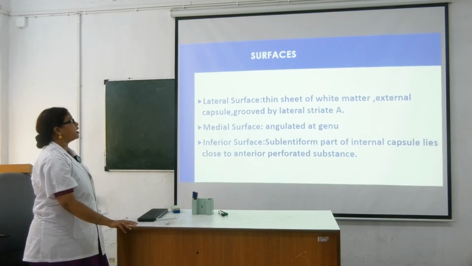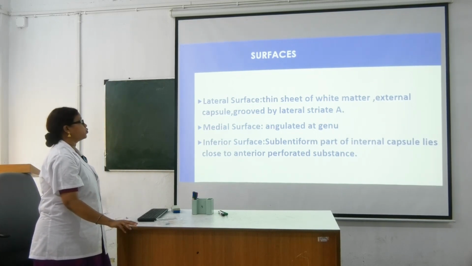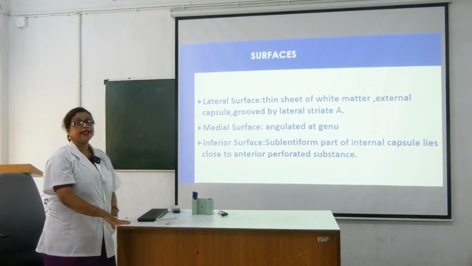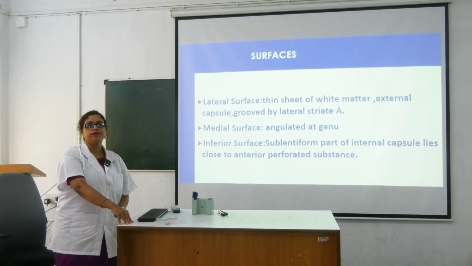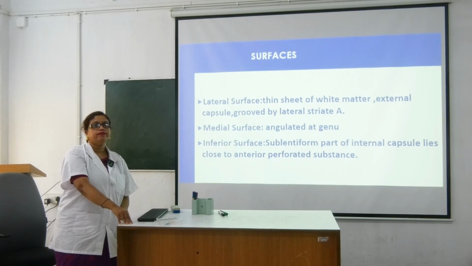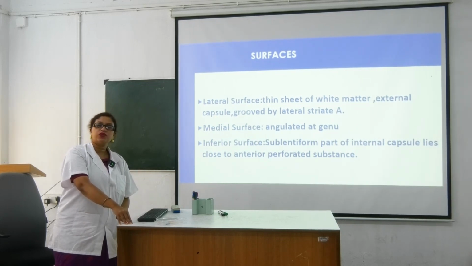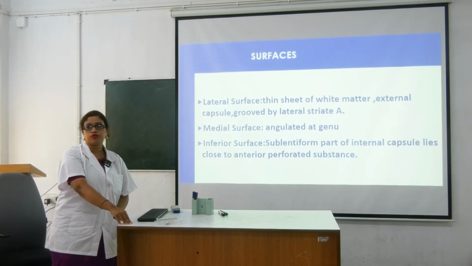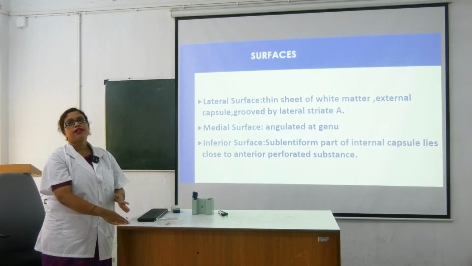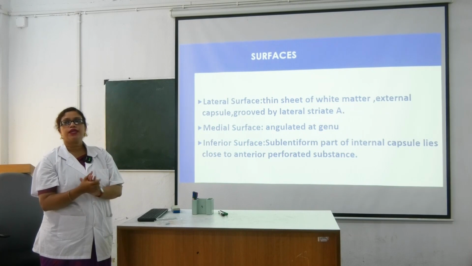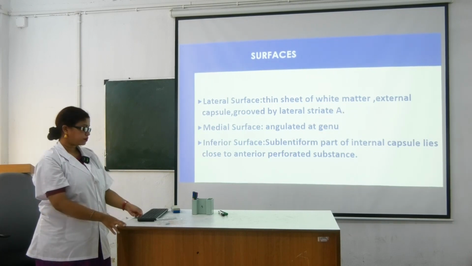Inferior surface, sublentiform part of internal capsule lies close to the anterior perforated substance. There is one thing in the cerebral hemisphere known as the anterior perforated substance. Where is it? Near the sublentiform part of the internal capsule. Okay?